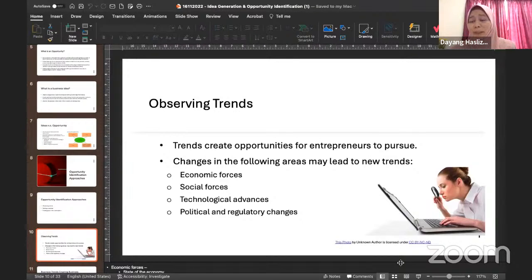They're not bedridden or anything, but they need, for example, health products. If you're interested in health products, you may target this group of people. Next is technological advances. We can also look at trends of technological advances, at what trends of technology are being implemented. For example, now people are working from home.